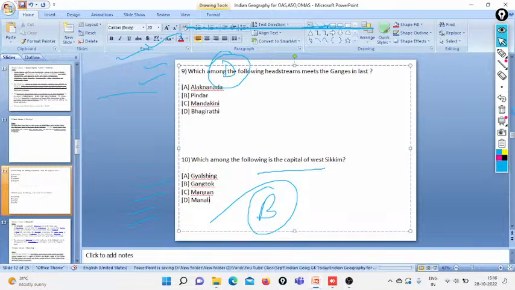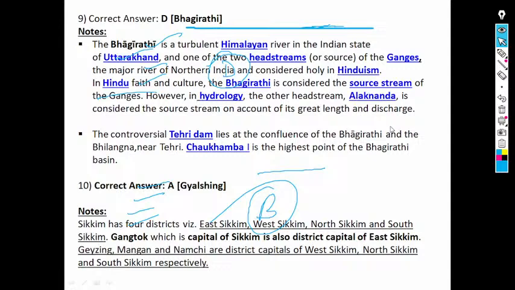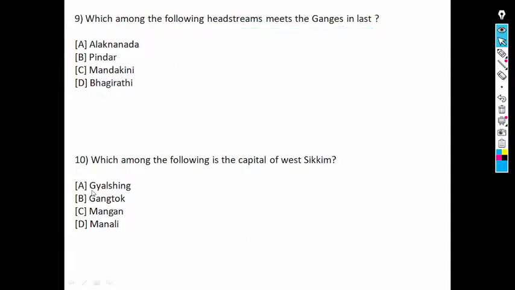Okay, so it is well known, so the answer is Gangtok. Let's see. Some typo error. Sorry, the question is the capital of West Sikkim. West Sikkim is Gyalshing. Okay, that's correct.